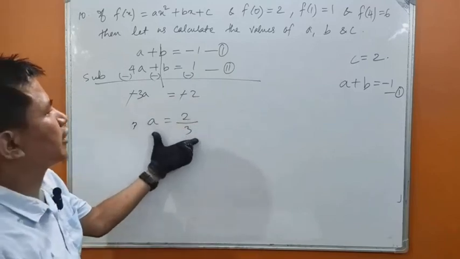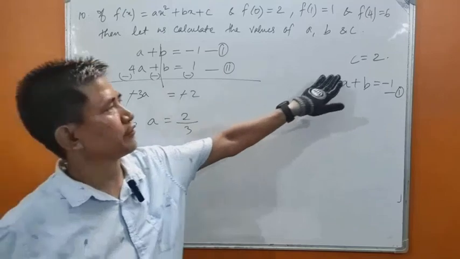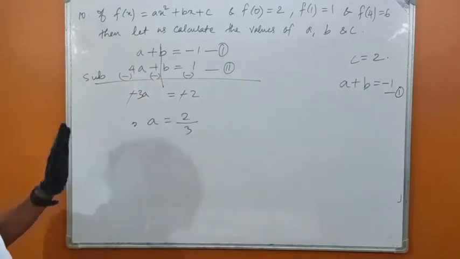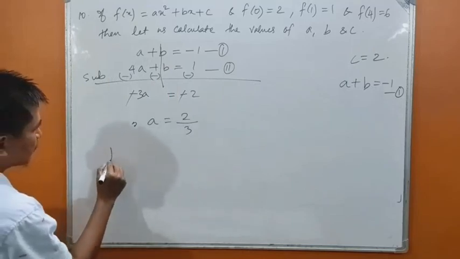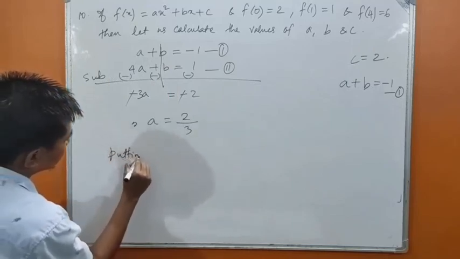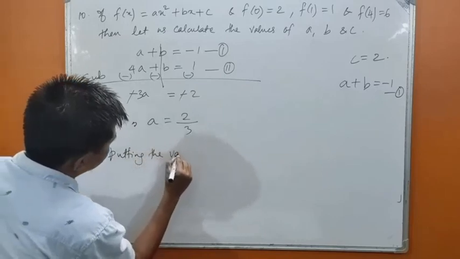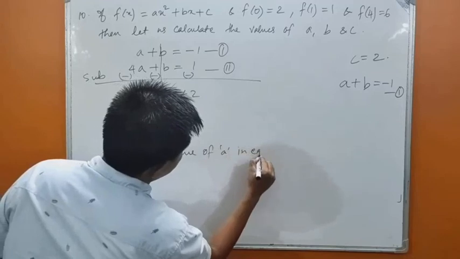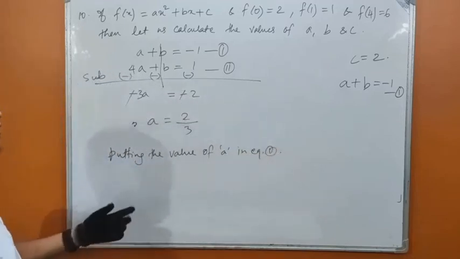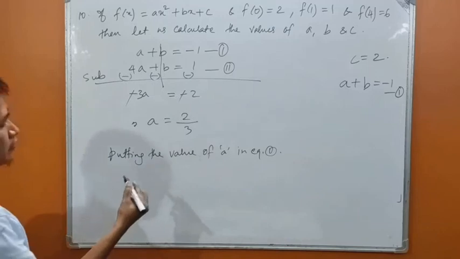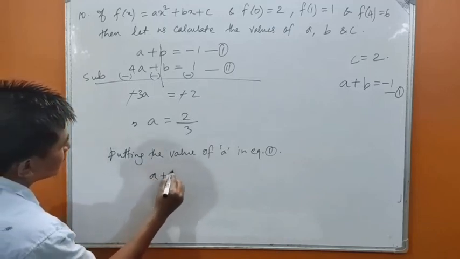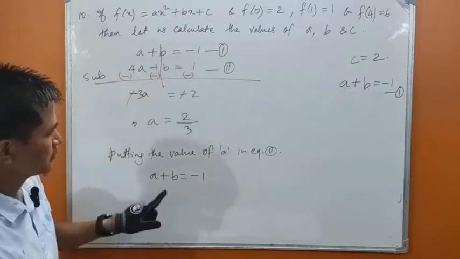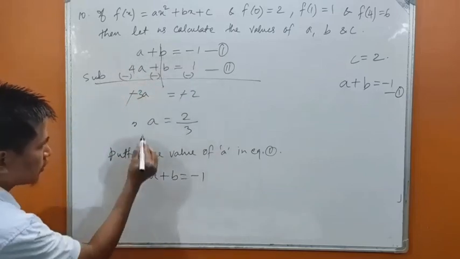So we found the value of a as well, we already have the value of c. Now the only thing is b, we need to find the value of b now. Putting the value of a in equation 1. You can put the value of a in equation 2 as well to find the value of b. a plus b equals minus 1, that's equation 1. Let me put the value of a.